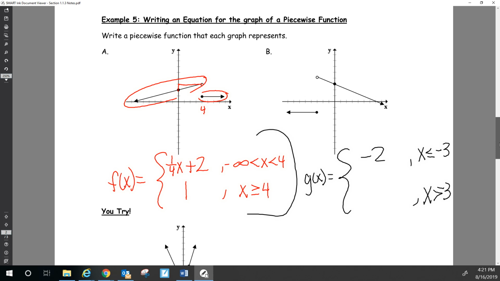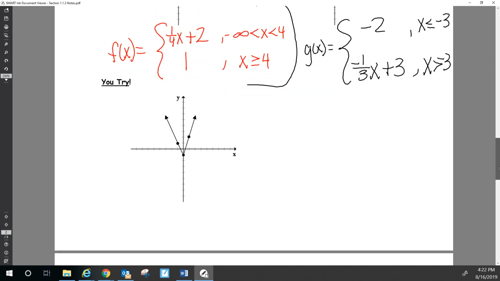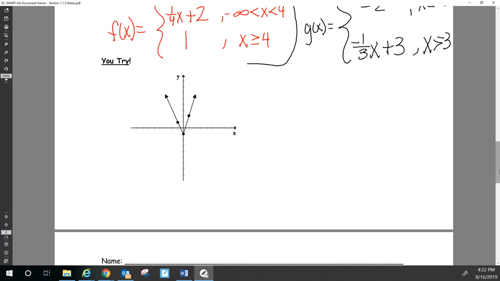And then when x is bigger than negative 3, we've got this function where our slope looks like down 1 and over 3. So negative 1 over 3x. Y-intercept for this guy is 1, 2, 3, plus 3. Not bad when they're nice little linear equations, right? All right, so we are now on to the you try. Go ahead and pause your video and come back when you think you've got the answer to this one.